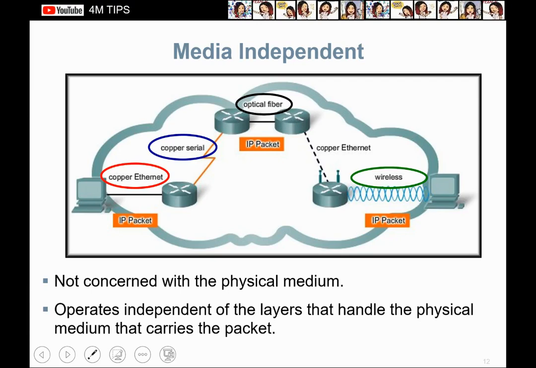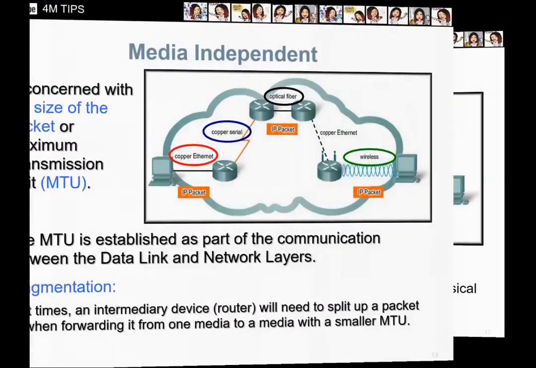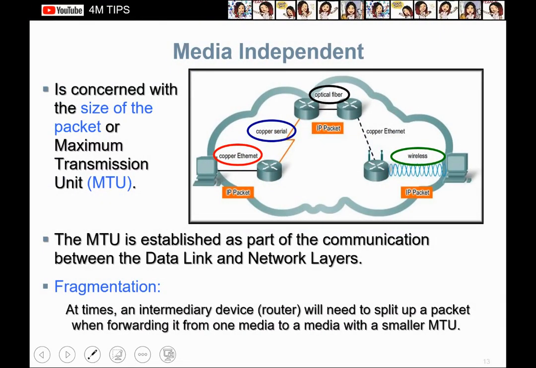So media independence means IP operates independently of the layers that handle the physical medium that carries the packets. Media independence is also concerned with the size of the packets, which we call the maximum transmission unit, MTU. The MTU is established as part of the communications between the data link and the network layer, and it will involve fragmentation. At these times, an intermediary device, which is the router, will need to split up a packet when forwarding it from one media to a media with a smaller maximum transmission unit.